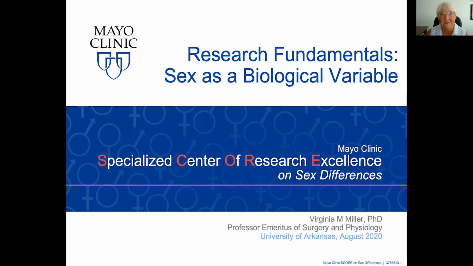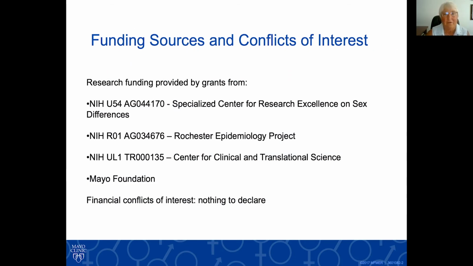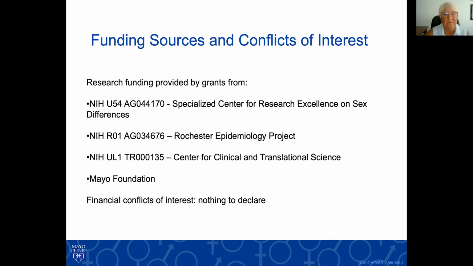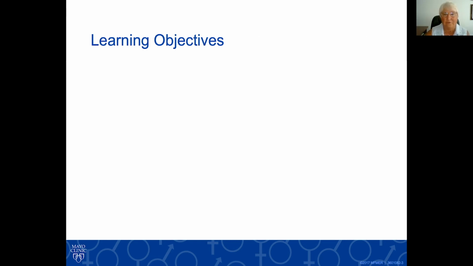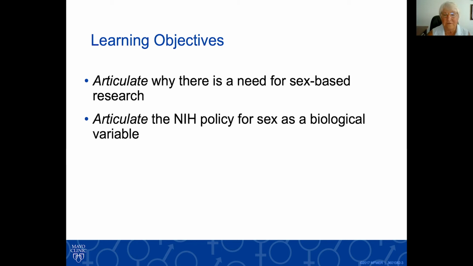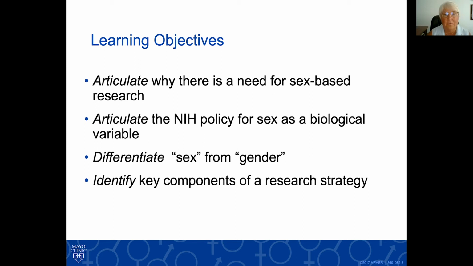So let's talk about sex as a biological variable, especially how it relates to research. I'm sharing my funding sources because if there's CME credit here, this needs to be declared. I don't have any financial interests. And what I'd like to do in the short time I have with you today is really articulate why there's a need for sex-based research, articulate the NIH policy requiring sex as a biological variable to be included in research grants, differentiate sex from gender, and identify key components of a research strategy, hopefully so that you can develop your proposals a little more clearly in addressing sex as a biological variable and make them more successful.